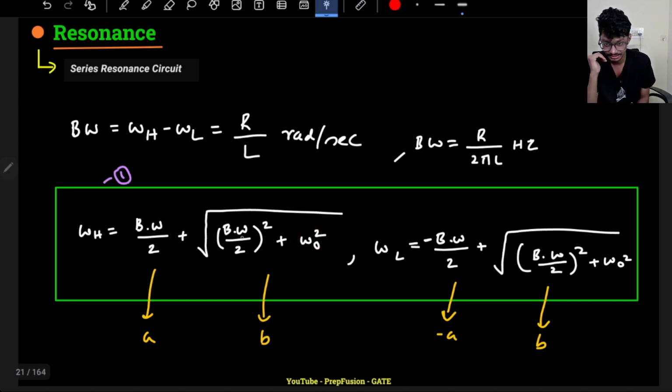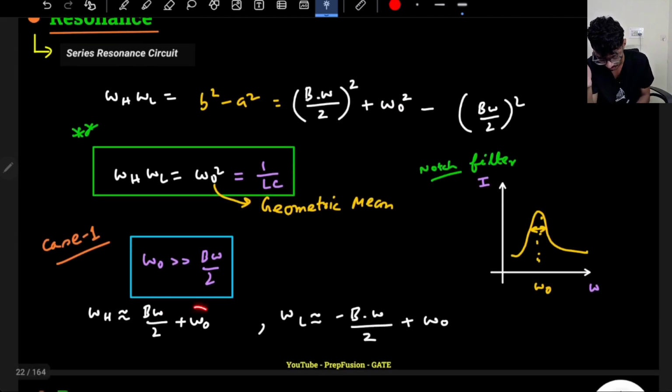So let's take bandwidth as 0.5 and omega naught to be 100. Then we have 0.5 by 2 whole square plus 100 whole square. Which will dominate? 100 whole square will dominate, of course, because the other term is negligible, almost equal to 0. So this whole result comes out to be almost omega naught only. That's why I have written here almost omega naught.